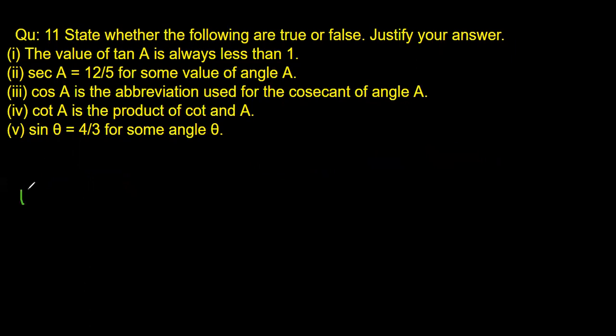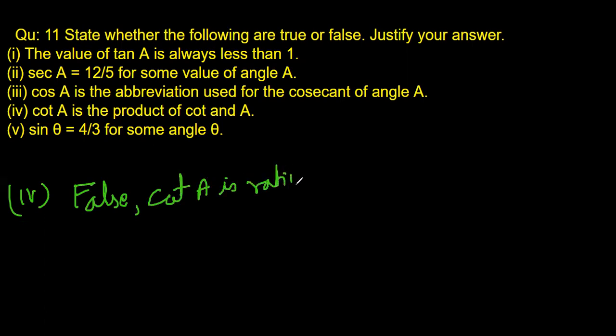And the next one, the fourth one, says cot A is the product of cot and A. We know this is not right. So this one is false. Why? Because cot A is actually the ratio of the side adjacent to the side opposite of the angle A in a right angle triangle ABC.